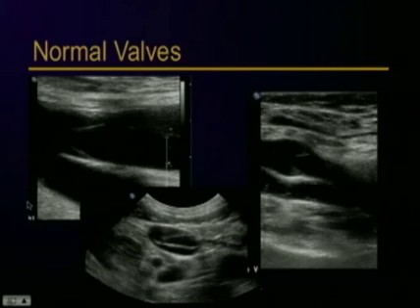You may sometimes see the valves as thin, mobile, linear structures that project from the venous walls, and you may watch the valves open and close. And sometimes you may see a focal dilatation in the vein where there are valves, and you may see increased echoes due to the slow flow of blood behind the valves.